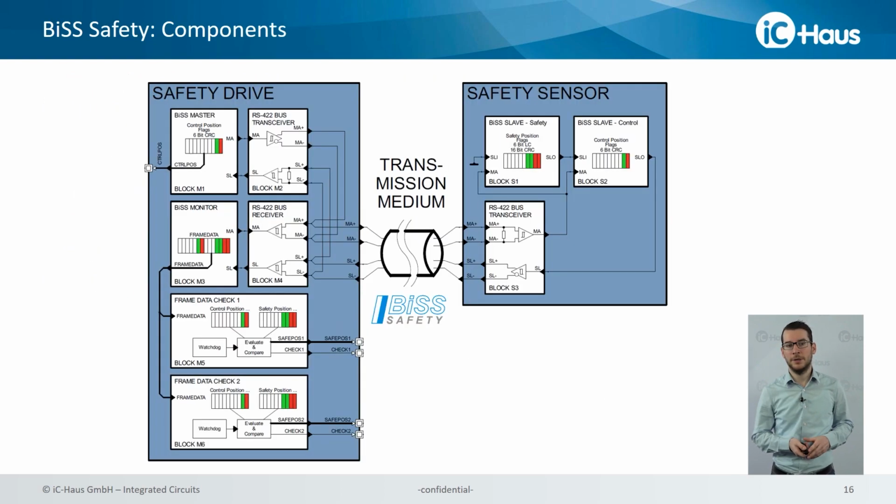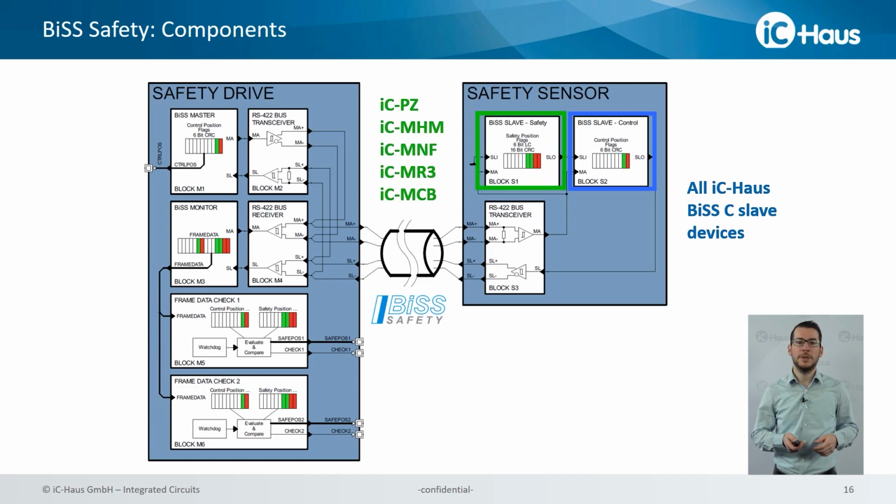So here you can see a typical BiSS Safety setup. On the left side, the safety drive, and on the right side, the safety sensor. Within the safety sensor, the control position word is generated by one sensor, and actually all the iC-Haus BiSS slave components are suitable to generate the control position word. The safety position word requires an additional 6-bit sign-of-life counter and the 16-bit CRC.